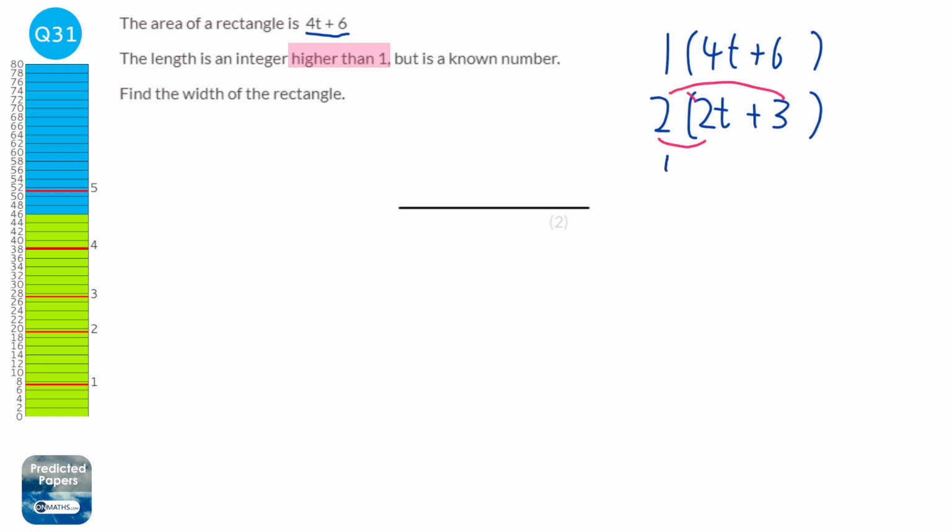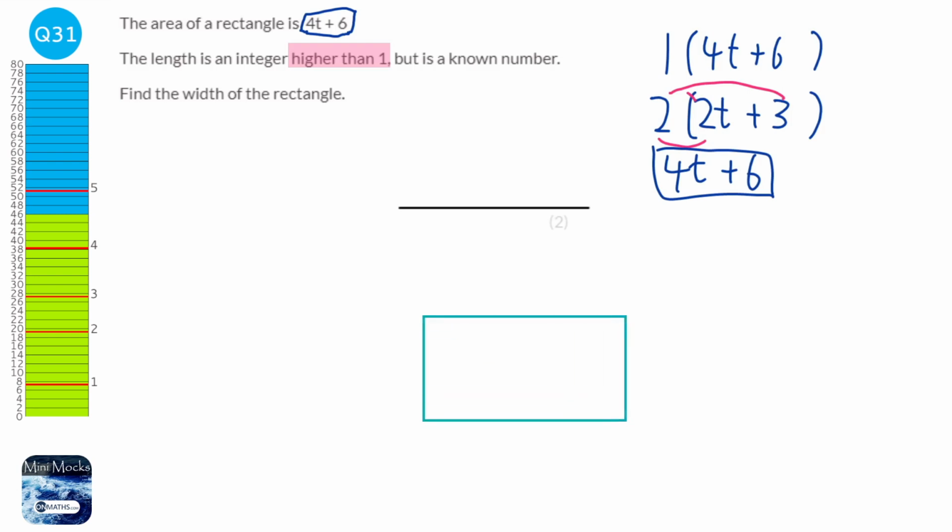So 2 times 2t is 4t, 2 times 3 is 6. So that works because that is the same as this in the question. So we know that 2 times 2t plus 3 works. In fact, it's the only one that works with it being an integer.